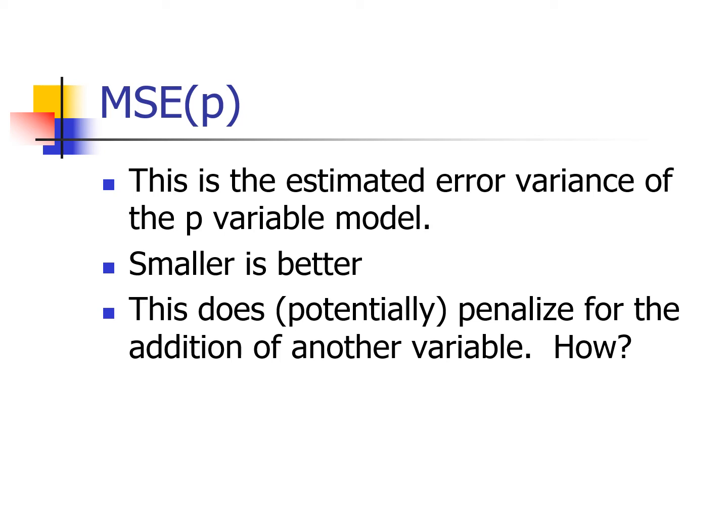The MSE is the estimated error variance of our p-variable model. This is the opposite of R-squared in that smaller is better. Ideally, we want a very small MSE, that mean squared error. We don't like error, so we want that to be as small as possible. Note that the MSE does penalize when we add variables, at least potentially.